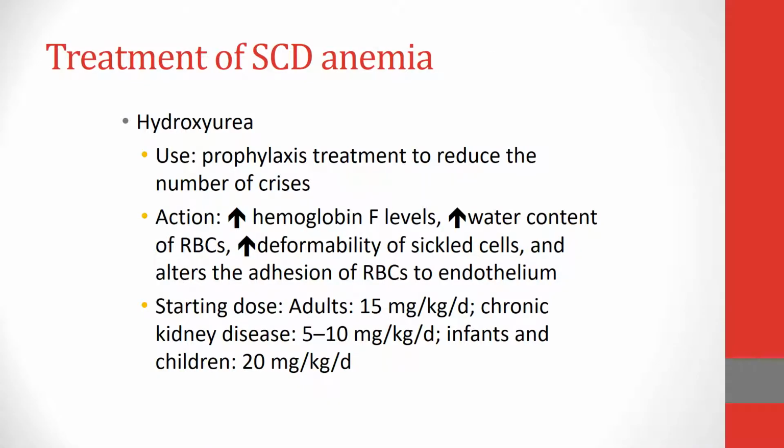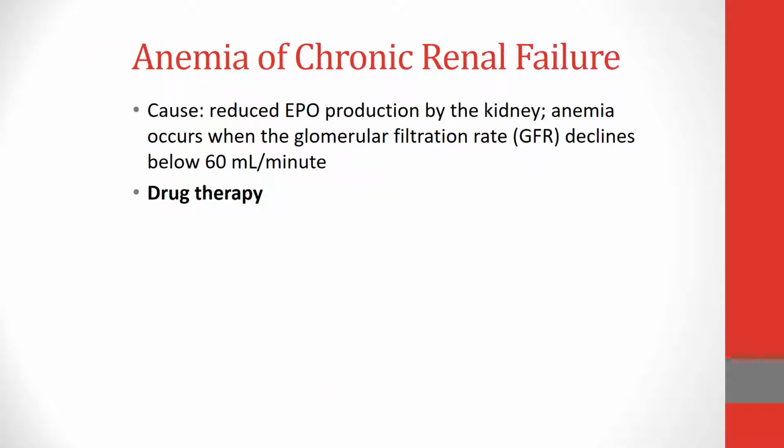Treatment, we have a great drug called hydroxyurea. It's used prophylactically to reduce crises. It increases hemoglobin F, which is the normal hemoglobin, and impacts the shape of the cells. It actually increases the deformability. So rather than going right into that curved sickle shape, it makes the cells a little more deformable, and it stops them from adhering to the endothelium as much. You see your dose there.